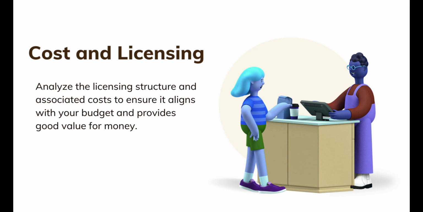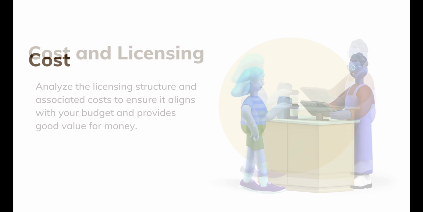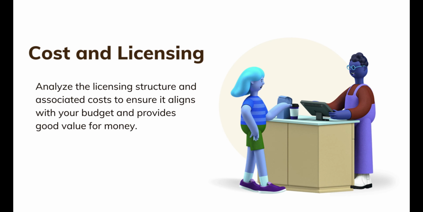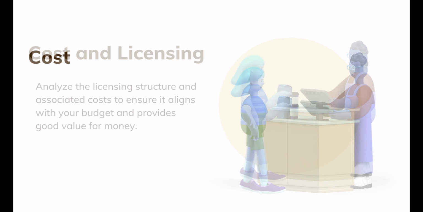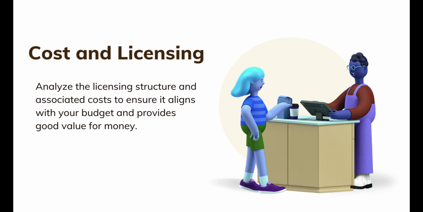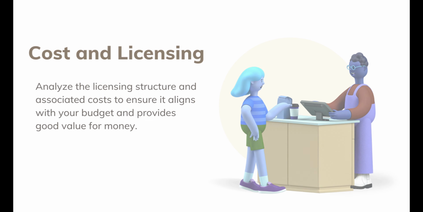Next important point is cost and licensing. Analyze the licensing structure and associated costs to ensure it aligns with your budget and provides good value for your money. So we need to check the training cost, the license type, the cost of the licenses, and the cost of upgrades. In case of any maintenance, we need to check the cost of that.